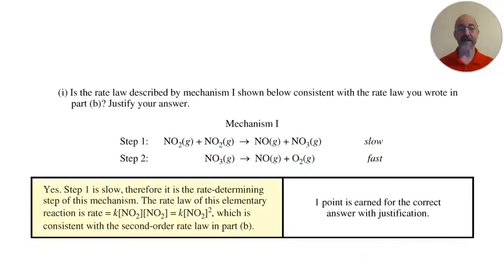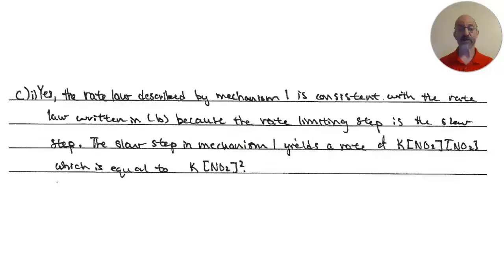It says, yes, based on mechanism 1, step 1 is the slow rate determining step. So therefore, the rate law of this elementary reaction is rate equals the rate constant K times the concentration of NO2 squared, which is consistent with the second order rate law in Part B. And now I'm going to show you two student responses, one that did earn the point and one that did not earn the point. Let's take a look at this student response.